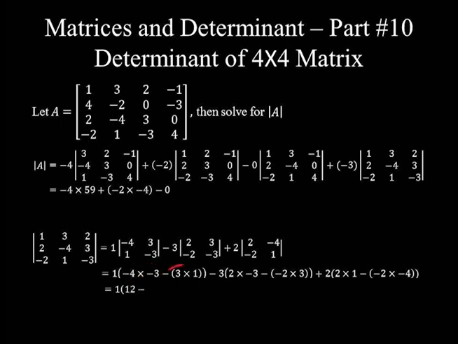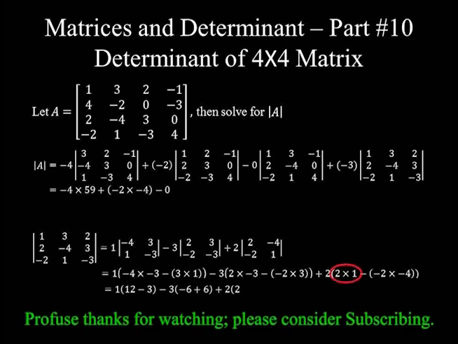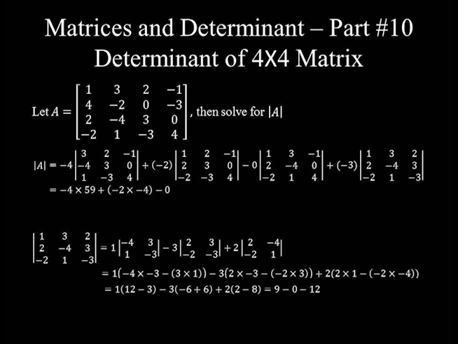12, minus 3 times 1 is 3, minus 3 times 2 times negative 3 is negative 6. Negative 2 times 3 is negative 6, minus negative 6 is plus 6, plus 2 times 1 is 2, minus negative 2 times negative 4 is 8, which is equal to 12 minus 3 is 9. 9 times 1 gives us 9, minus negative 6 plus 6 is 0. 0 times 3 is 0. 2 minus 8 is negative 6. 2 times negative 6 is negative 12. 9 minus 0 is 9. 9 minus 12 is negative 3.